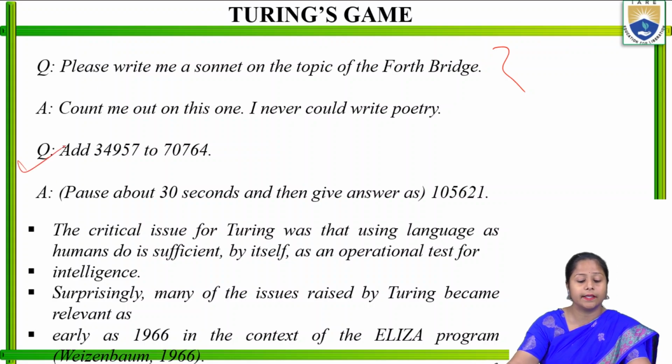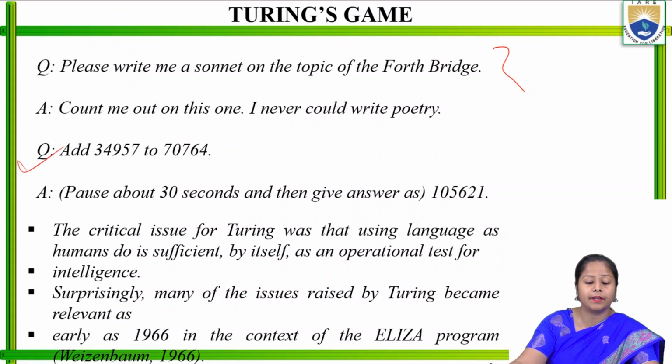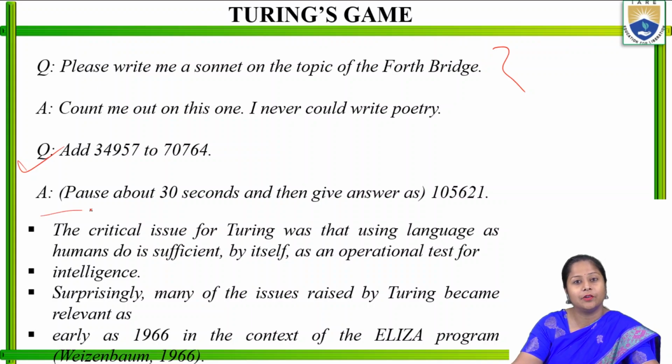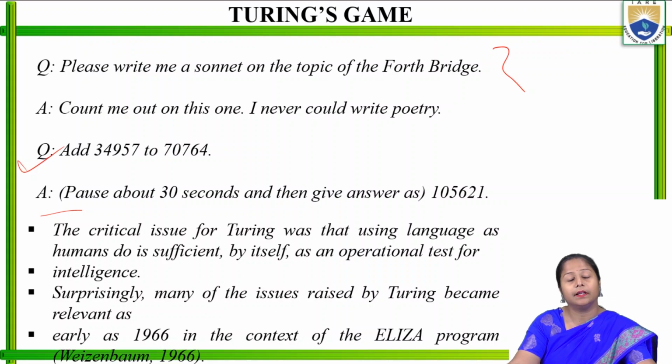Again the question was: add 34957 to 70764. The machine gave the answer, pausing for 30 seconds like a human does, and then answered 105621. So the critical issue for this Turing game was the use of language. Using language as humans do is sufficient so that the interrogator cannot tell who is typing, as an operational test for intelligence.